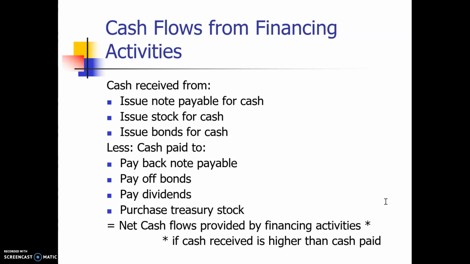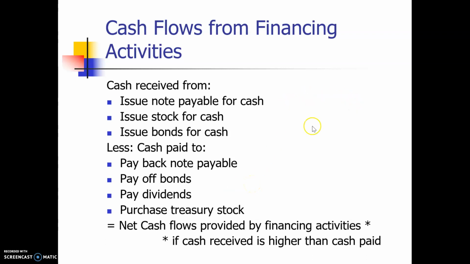So these are cash received and cash paid having to do with your long-term debt or your stockholders' equity. Examples of cash received from financing activities: if we issue a note payable to borrow money, if we issue stock for cash, or issue bonds for cash, these would be cash receipts. And then cash paid: if we pay off a note payable, pay off a bond, pay dividends, or buy treasury stock, these would be cash payments having to do with long-term debt and stockholders' equity.